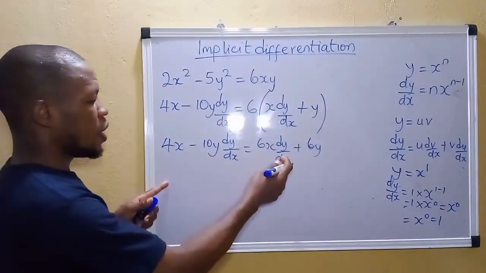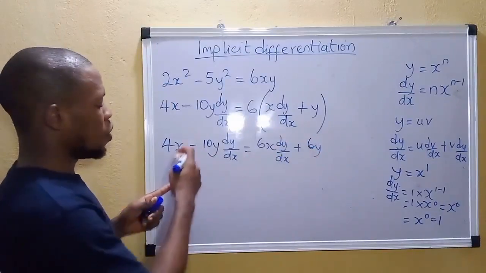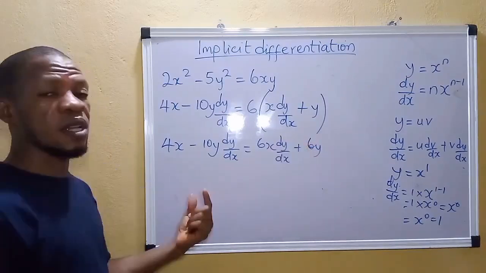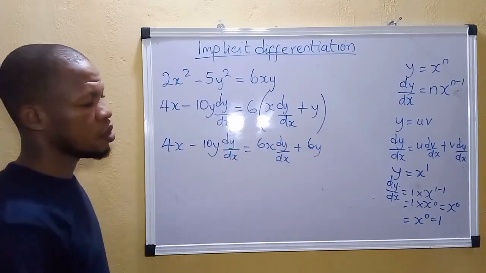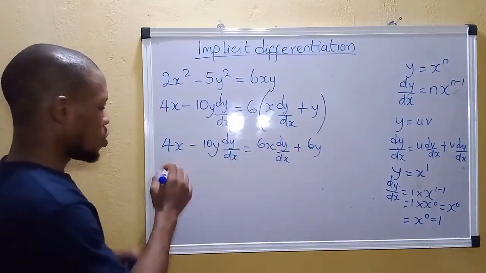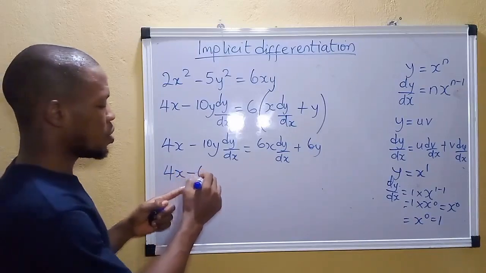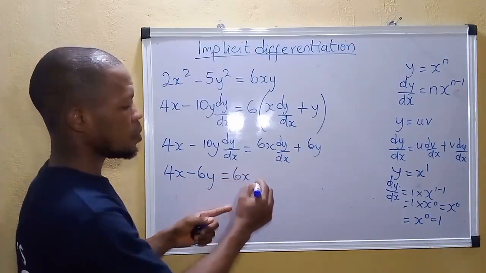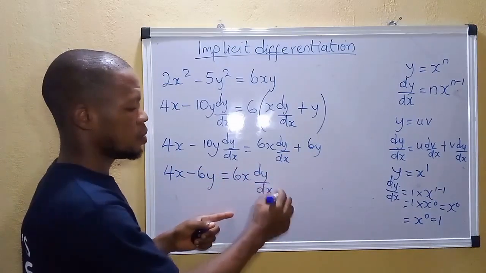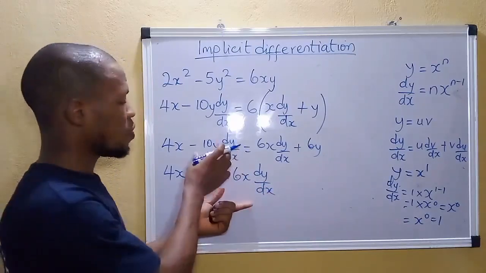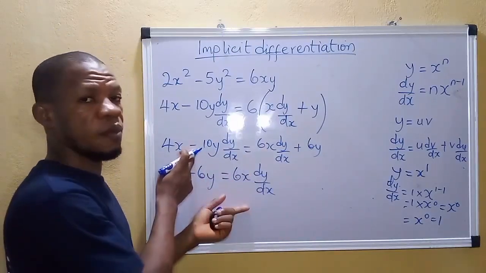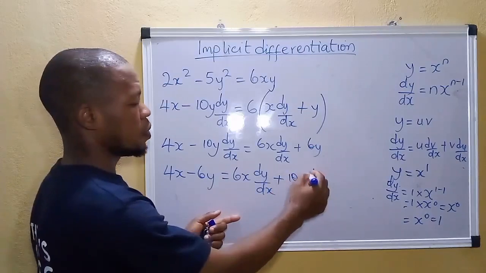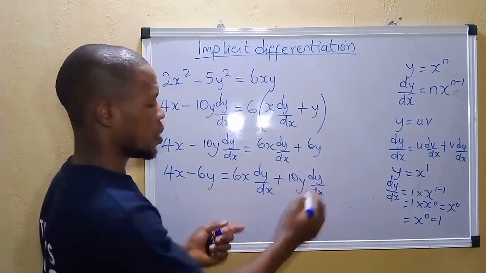So now, let's bring 6y over here to join this. And remember, whenever you are crossing a term that is positive to the other side of the equation, it automatically changes to the opposite. So here plus will become minus. So we'll have 4x minus 6y is equal to, now on the right hand side we'll have here 6x dy dx. Then let's cross over this to the right hand side. The sign will change from minus to plus. That is plus 10y dy dx.